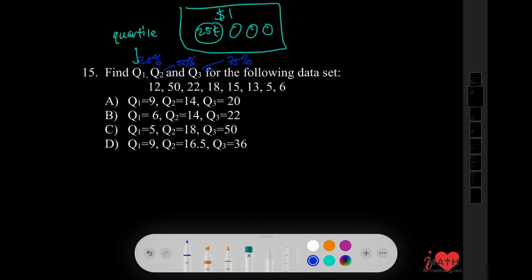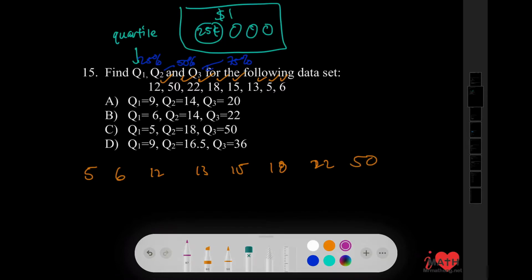So let's go ahead and take these numbers. We're just going to write them in order and put check marks. It's so easy to get lost in all that data. See, I missed one already. 5, 6, 12, 13, 15, 18. I missed one already. 22. And 50.